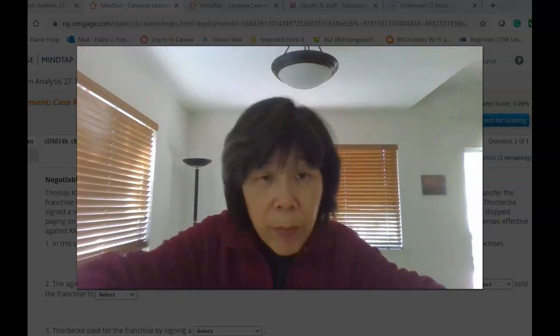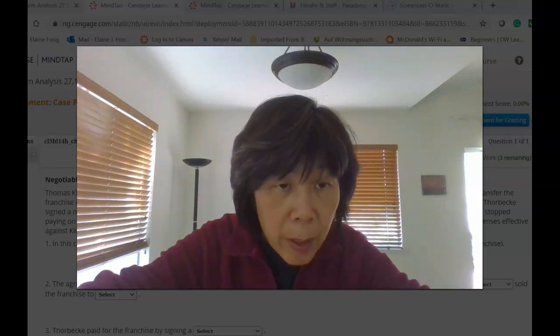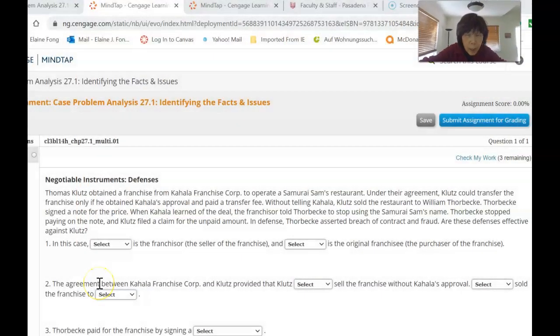All right, I'm going to switch out, put the MindTap up on the screen. There you go, and you should be able to see all the text of the problem. Let me rearrange my binder so I'm not looking off to the side when I'm talking with you.